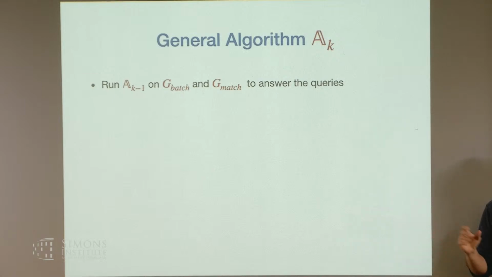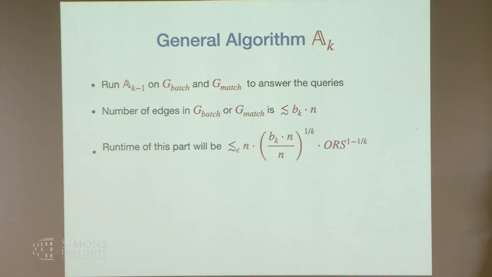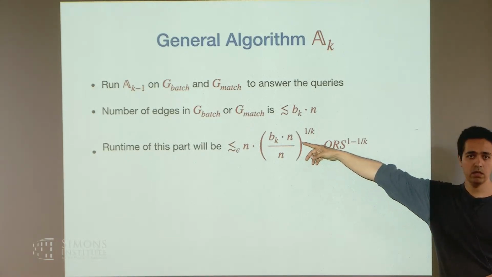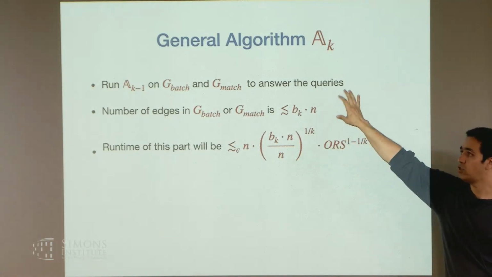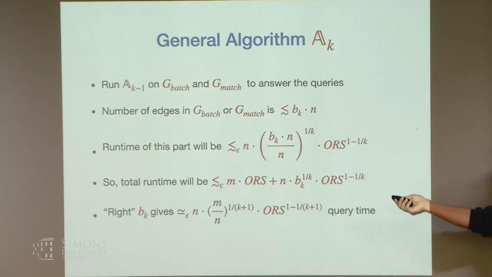Now that we framed the algorithm this way, when you want to solve the problem, you don't run the greedy algorithm on G match and G of batch. You just recurse. You already have an algorithm that can handle these graphs. You run the previous version, like A of k minus 1, on those graphs, okay? What we know is that those graphs don't have too many edges. So when I write this by induction, instead of putting m here, I'm putting bk times n, the number of edges inside here. So I'm recursing on a sparser graph. Good. And if you do that, and then you parameterize everything, then the total runtime is going to look like the bound that we wanted.